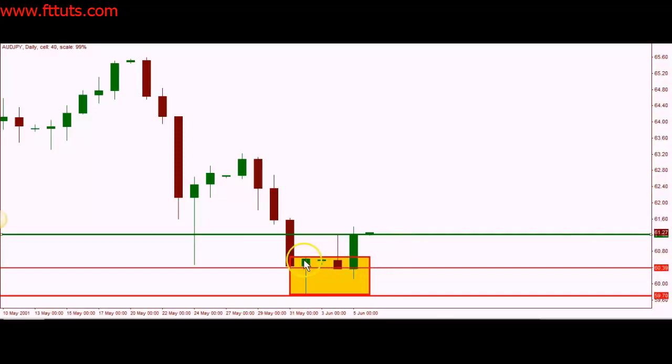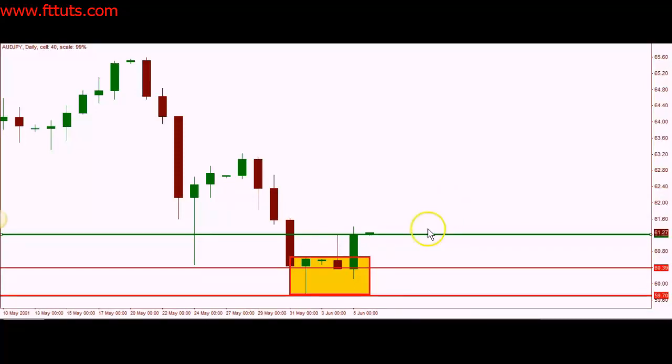Now, what that does, there are two things. First of all, you can see at this level, if we had entered the market here, we have less risk because our stop loss is down here. But if we enter here, our stop loss is way down here, so it's a bigger risk.